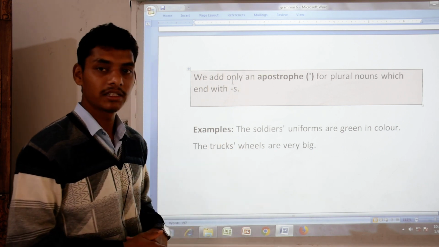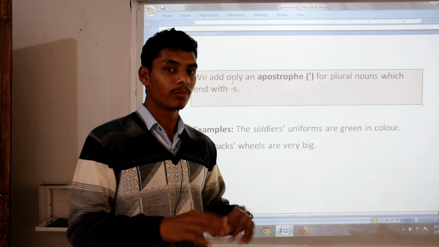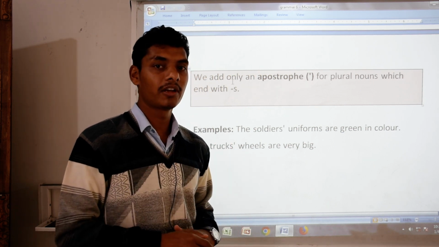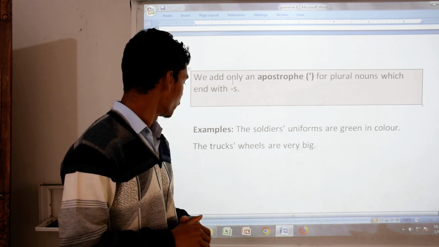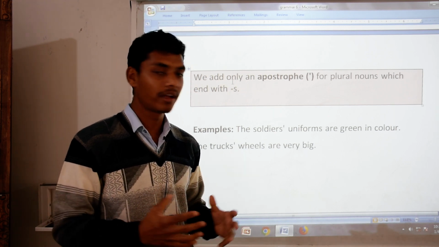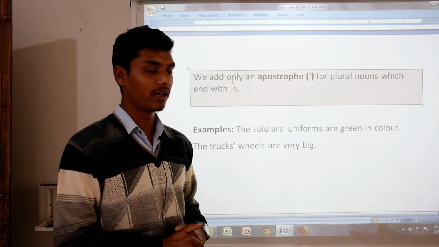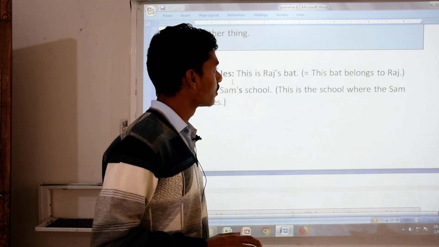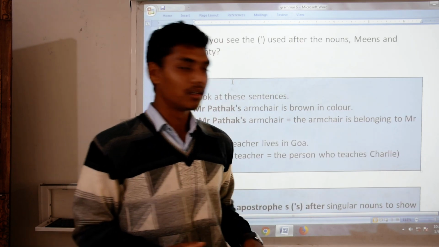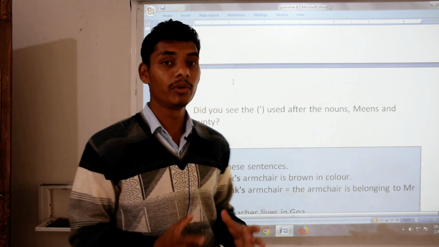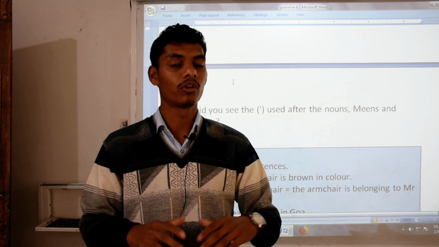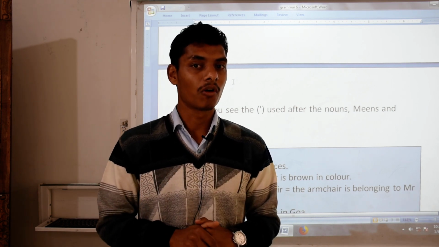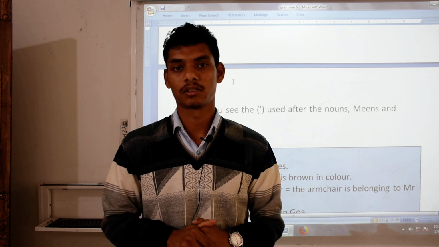So what is trucks? Not singular, it is plural. So the S is ending, and after that we use the apostrophe sign. So it shows whose wheels are very big: the trucks' wheels are very big. So in this chapter we learned how to show that things belong to a noun. The main important thing is that we learned about the sign of apostrophe and S.